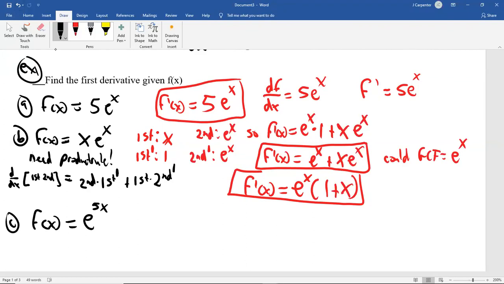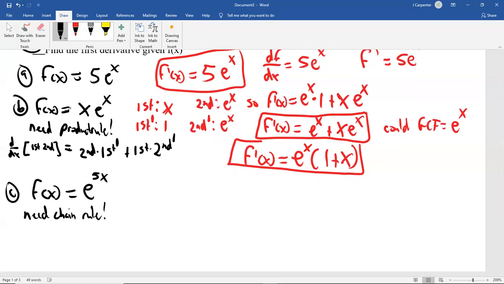In C, this 5 is up here in the top, which means that this part right here is kind of like an inside with other stuff going on, and then the whole thing is like an outside. Guess what? We need to chain that. We need the chain rule, which says that the derivative of an inside and an outside was the derivative of the outside times the derivative of the inside.